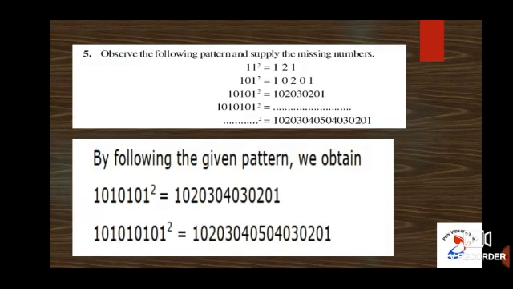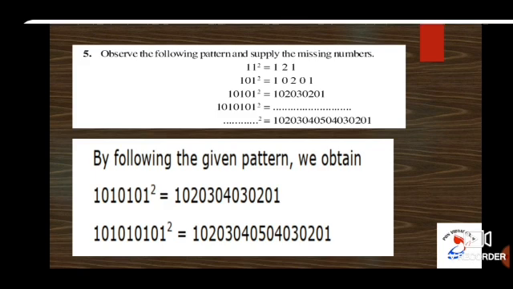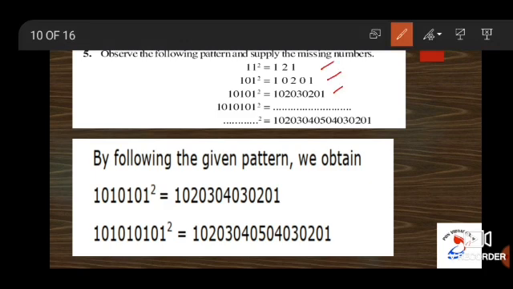Again it is a pattern based question. Observe the following pattern and supply the missing numbers. For the first 3 they have given you the answers. You have to fill in the fourth one and fifth one. From the pattern, what you can obtain is 1010101 square. So after each and every number you have to add 0. So the answer will be 10, 20, 30, 40, 30, 20 and 1.